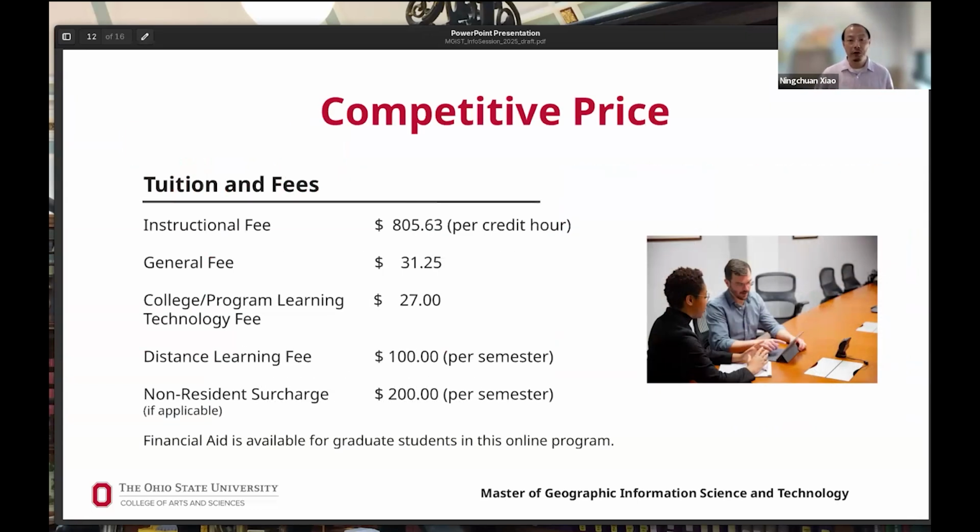A great feature for an online program like our MGIST is the price. We believe this is affordable compared with many other programs in this country. If you are out of state, there is only a flat fee of $200 per semester. Financial aid is also available through Ohio State Online. If this is what you need, please make sure to contact me and I will connect you with them.